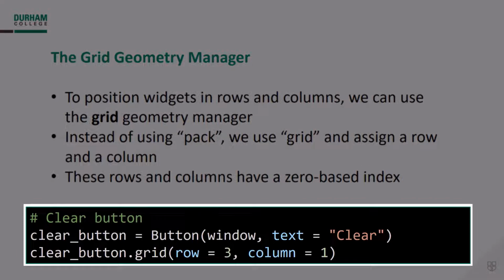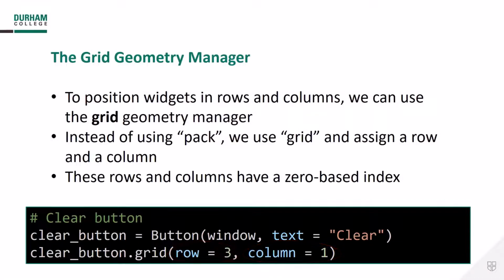There's a snippet of tkinter code for creating a button and assigning it to the grid here. You can call this grid method for a tkinter widget, and that's where it gets assigned to the grid. You can see here, this clear button widget is being put on the grid with its row set to 3 and its column set to 1. So what does that mean?